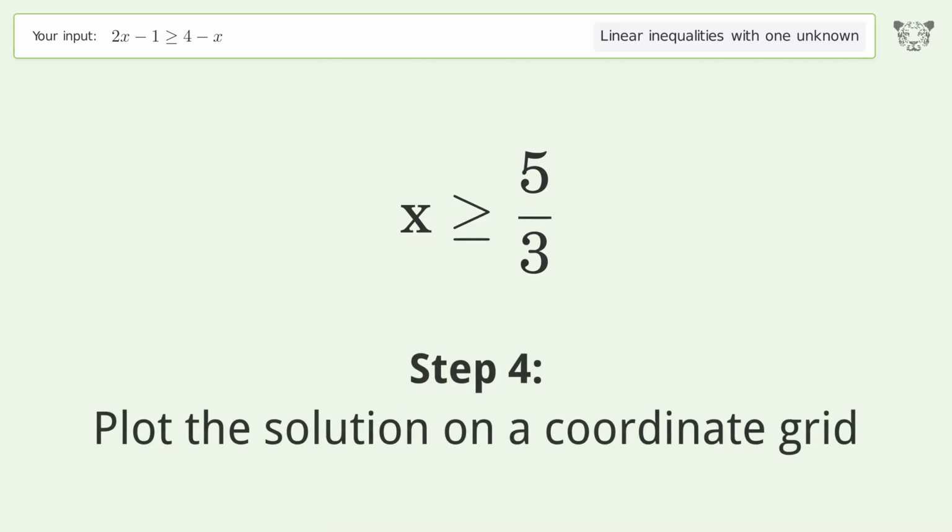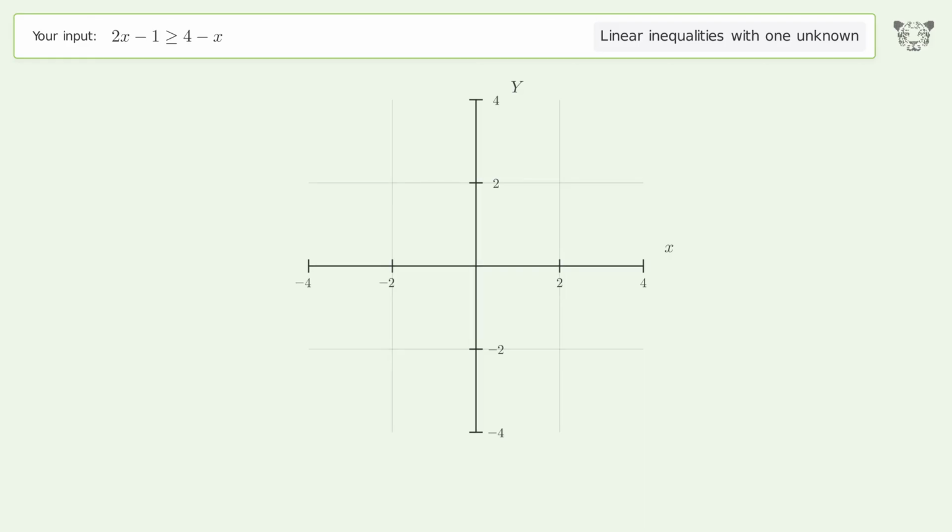Plot the solution on a coordinate grid. And so the final result is x equal or greater than 5 over 3 equal or greater than 12 over 3.